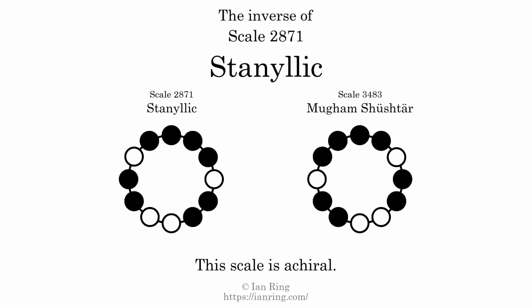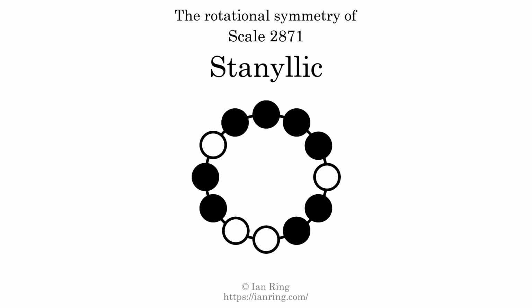The inverse of a scale is a mirror image. It is what you get when the sequence of intervals is reversed. The inverse of this scale is scale 3483, also known as Mugham-Shushtor. This scale is achiral, since it can transform into its own reflection by a rotational transformation. This scale has no rotational symmetry.